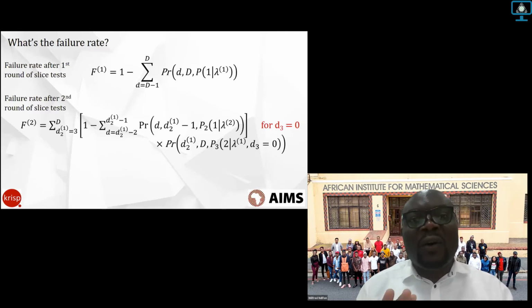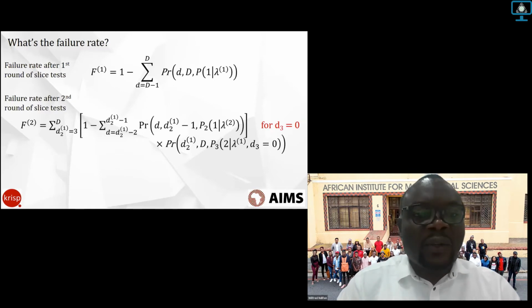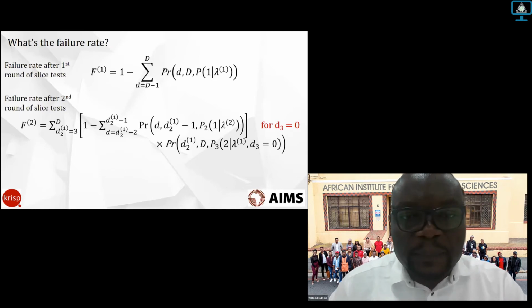So there's no chance of failure if we have D equals 2, big capital D equals 2, in the first round of the slice test. So the only interesting cases occur when we start with at least a 3-dimensional structure. And so we sum over all of this, we calculate this failure rate, and this is just the binomial probability for a particular number of directions with sigma equals 2.